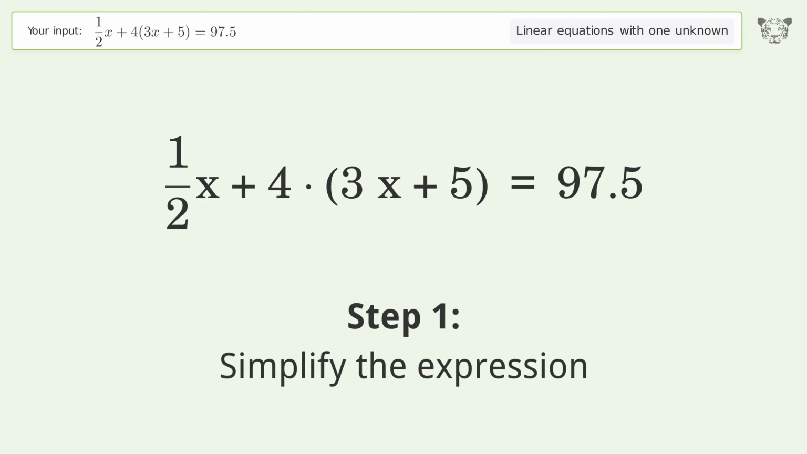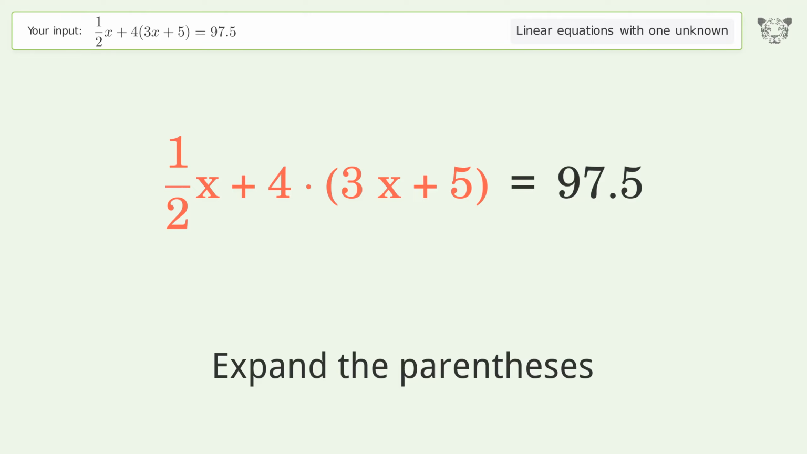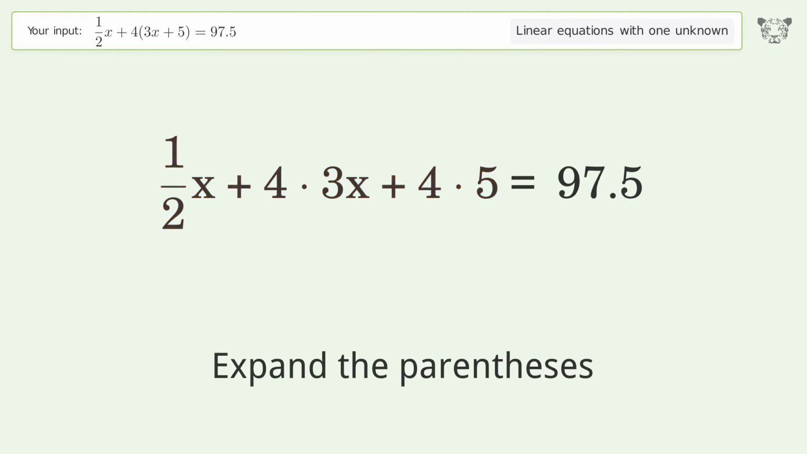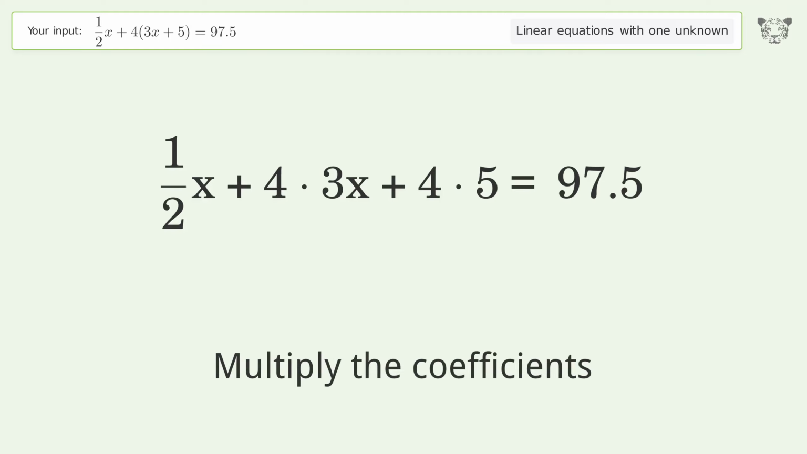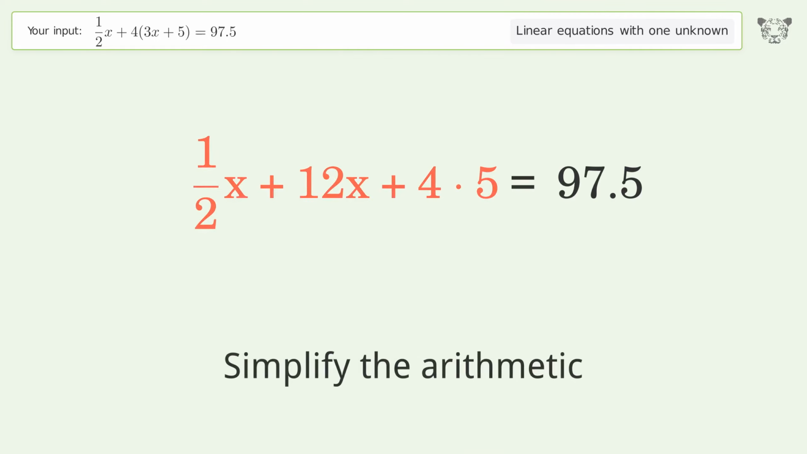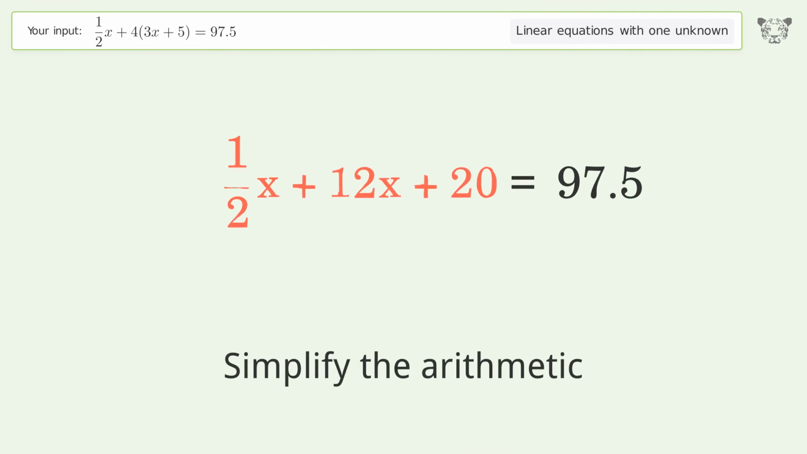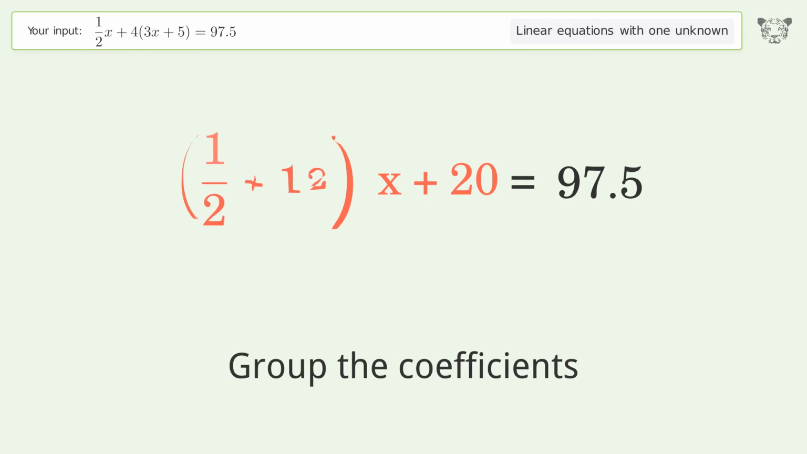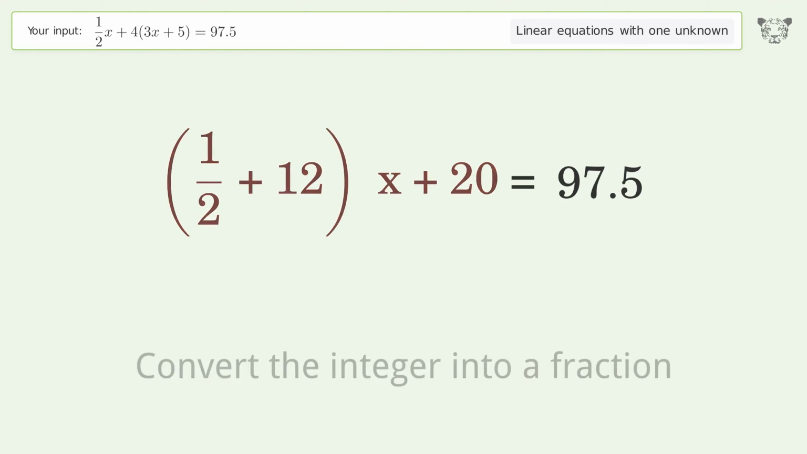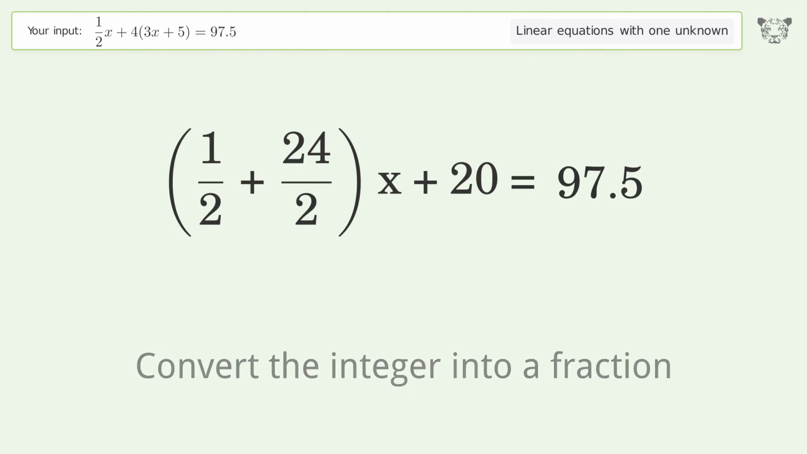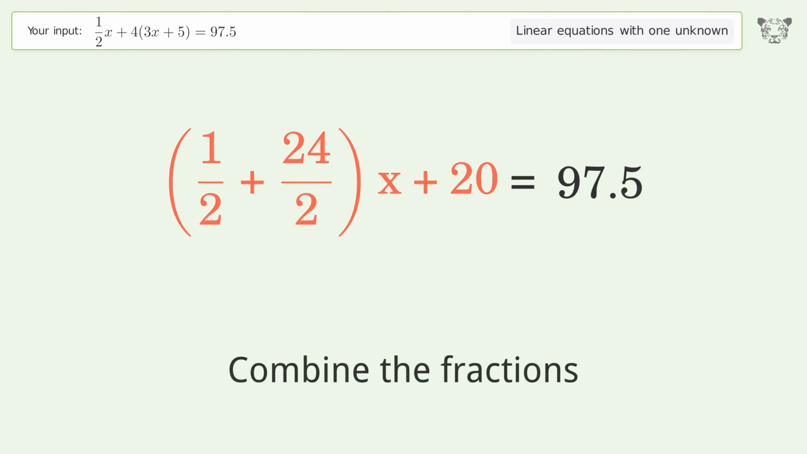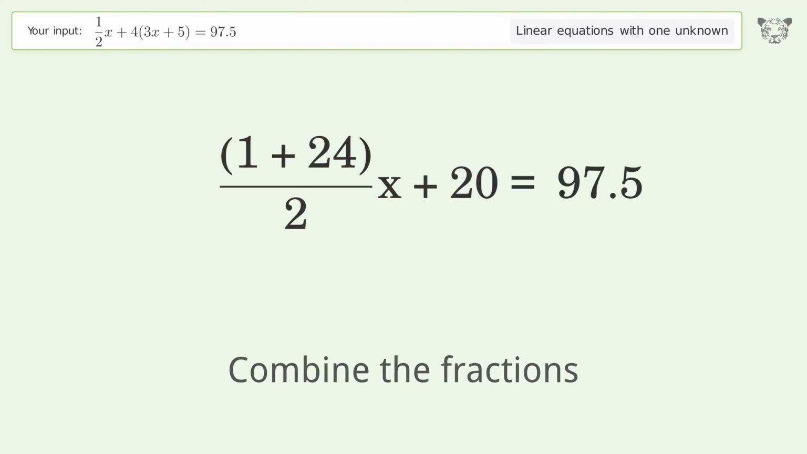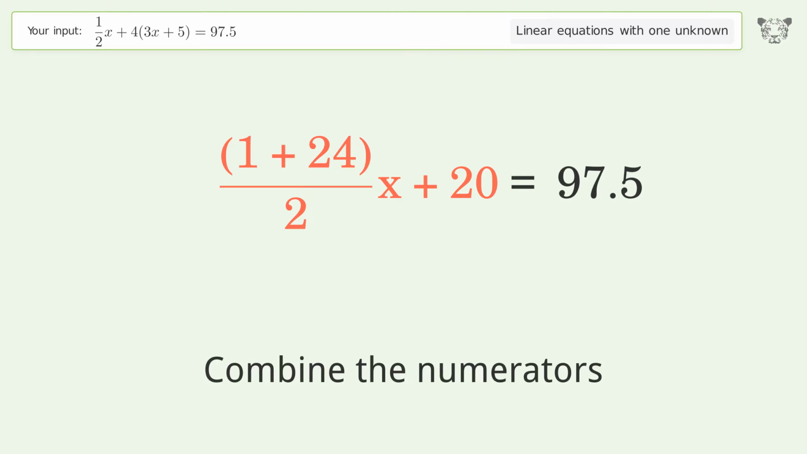Simplify the expression. Expand the parentheses. Multiply the coefficients. Simplify the arithmetic. Group the coefficients. Convert the integer into a fraction. Combine the fractions. Combine the numerators.